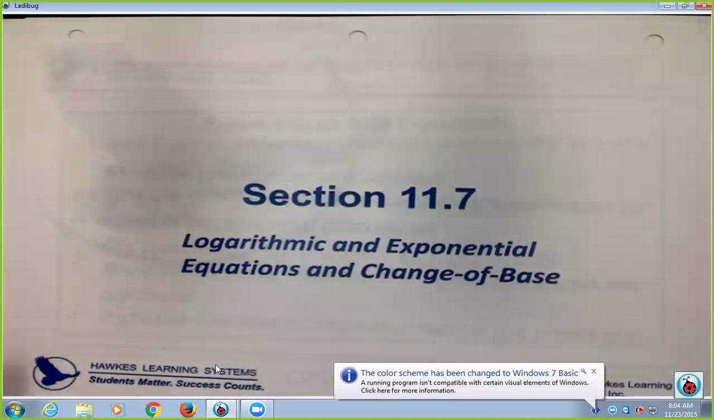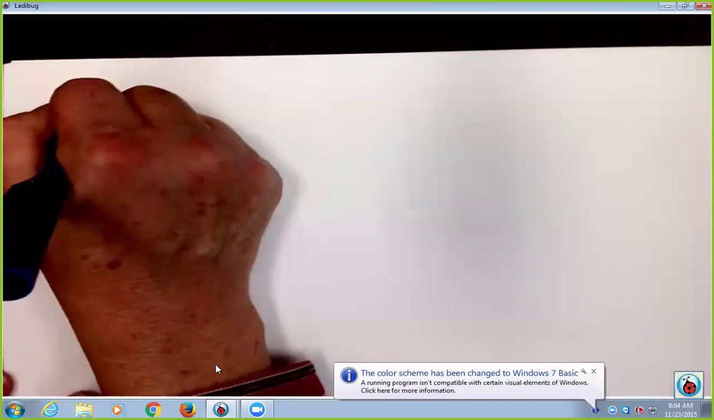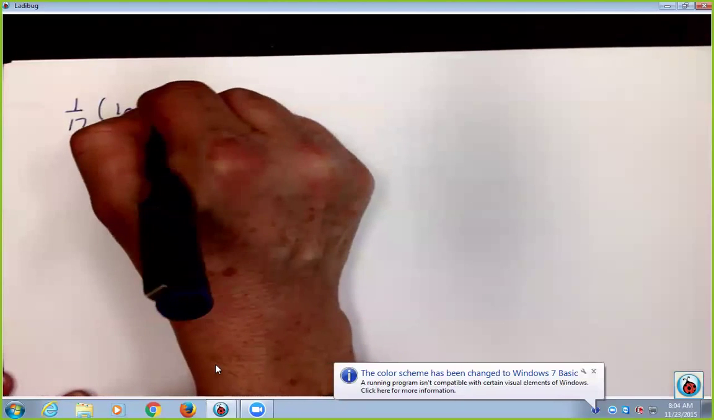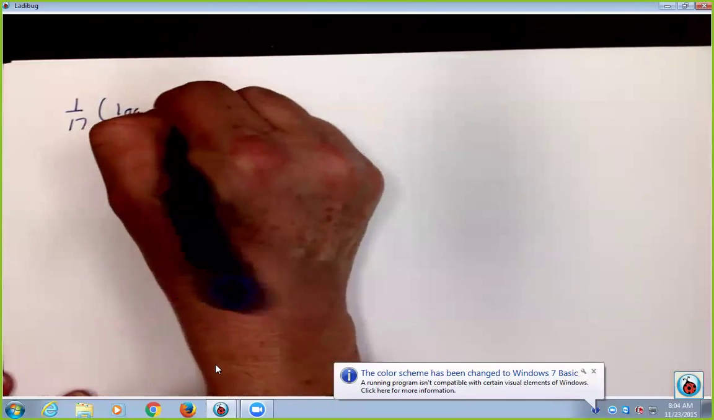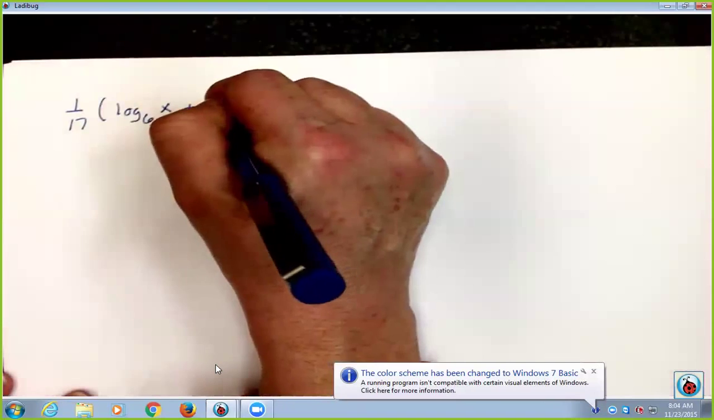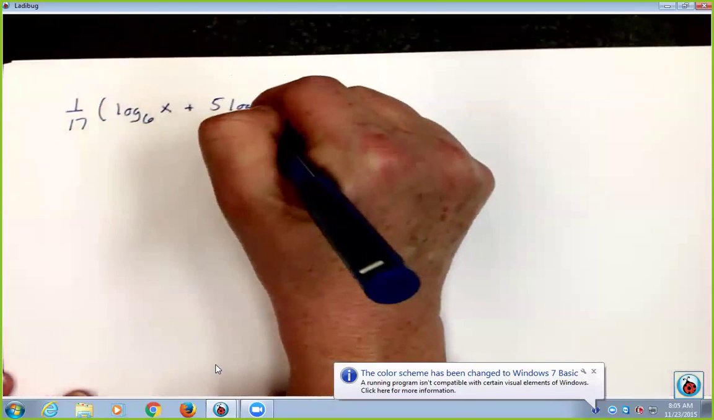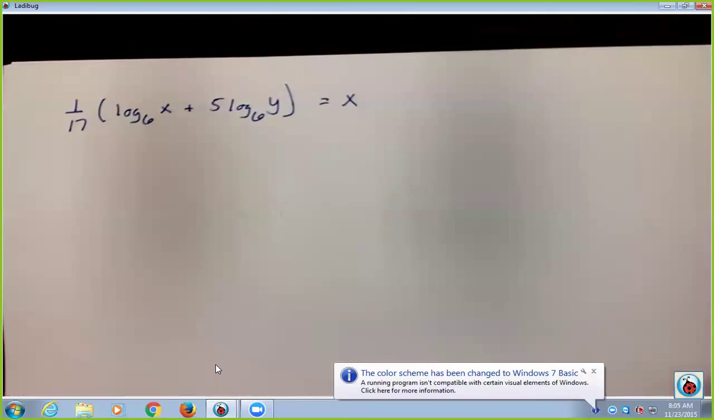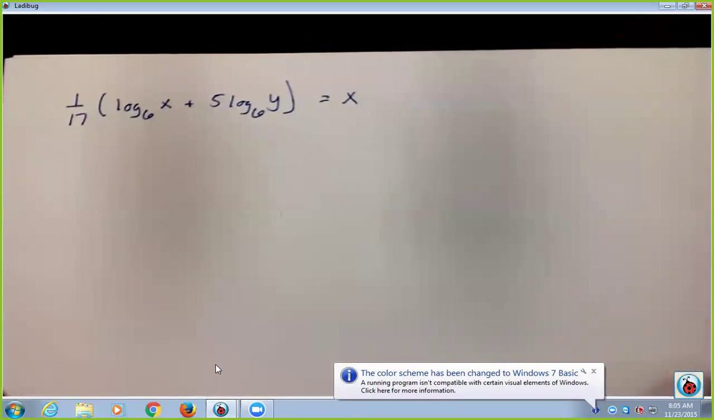Okay, so let's take a look at that variety. Let me get this out of the way. It was one that had 1/17 parentheses log 6x plus 5 log 6y equals x. I think that's kind of like what it was. Is that similar? I know it's not the exact same problem, but it's similar to it.